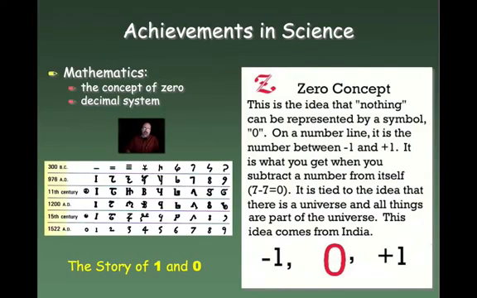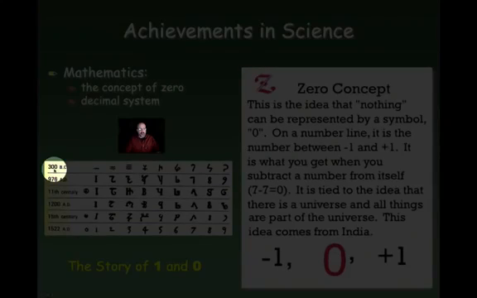Okay, let's take a look then at achievements in science. First of all, with mathematics, the Indians actually invented the concept of zero. And they also invented the concept of the decimal system. So we're actually going to take a closer look at this in class, but you can see right here in 300 BC, this is what the Indian numerical system looked like. And as we go down to 976, we can see the changes here.